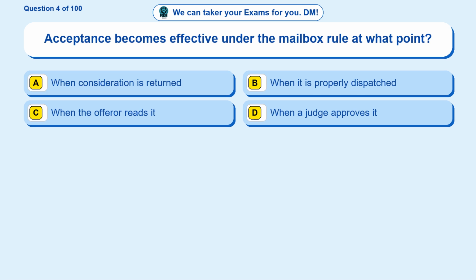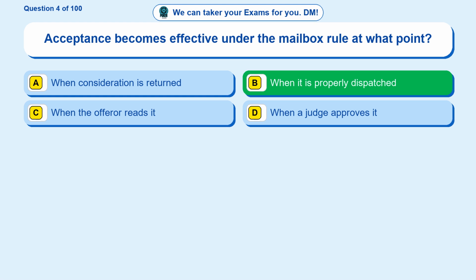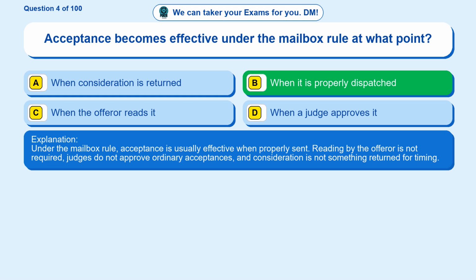Question 4. Acceptance becomes effective under the mailbox rule at what point? Option A. When consideration is returned. Option B. When it is properly dispatched. Option C. When the offerer reads it. Option D. When a judge approves it. The correct answer is option B. When it is properly dispatched. Under the mailbox rule, acceptance is usually effective when properly sent. Reading by the offerer is not required, judges do not approve ordinary acceptances, and consideration is not something returned for timing.